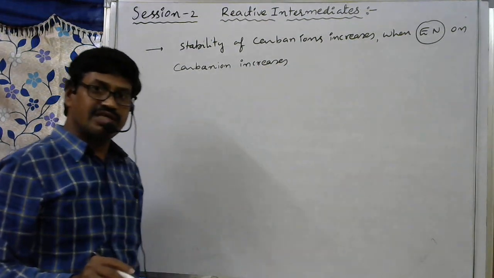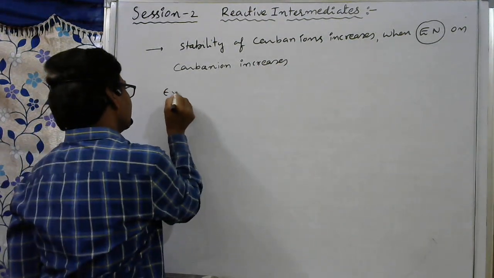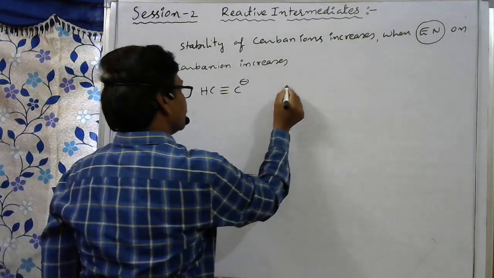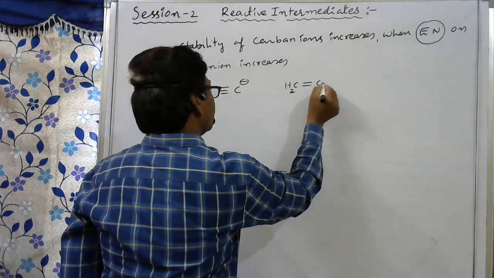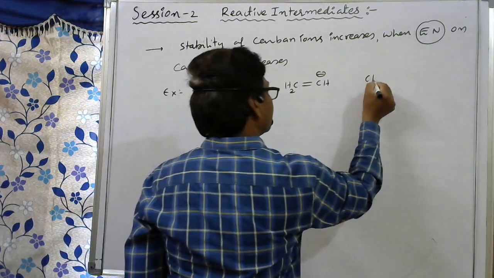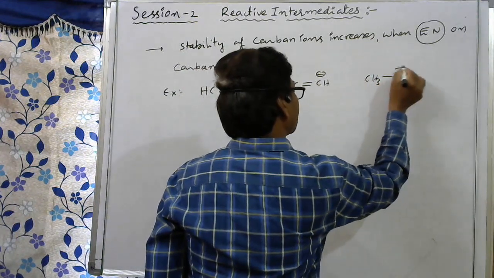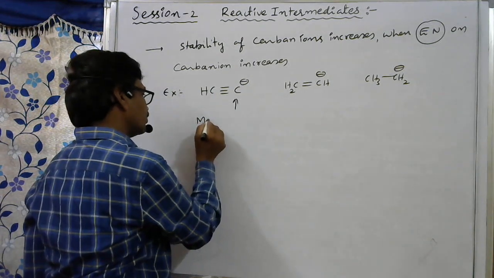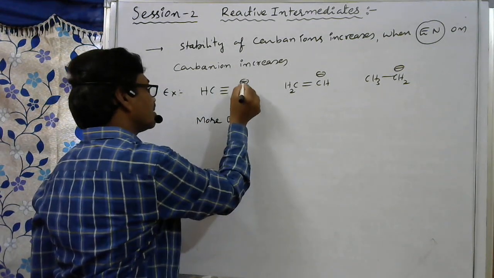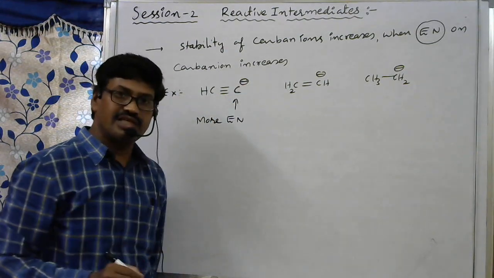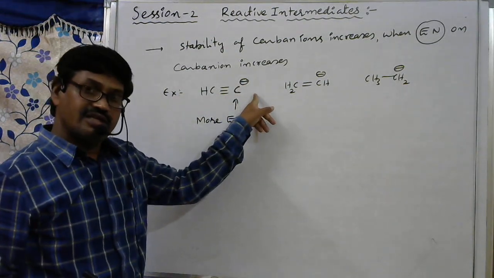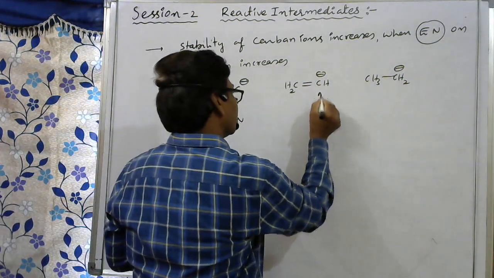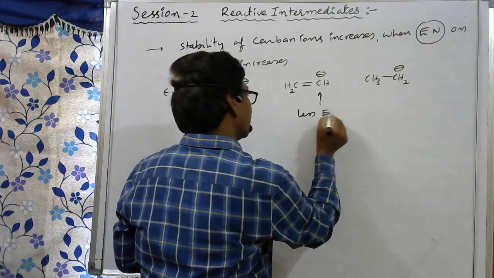Here, electronegativity relates to the type of bond. The example I am taking for explaining this: HC≡C⁻, then CH2=CH⁻, then CH3CH2⁻. Among these three, the triple bonded carbon is the most electronegative. This carbon directly carries the negative charge, and it has more electronegativity, while the other is a less electronegative carbon.